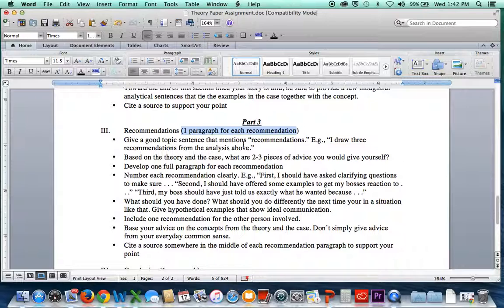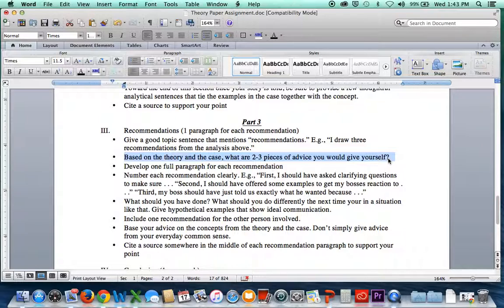Each recommendation has a good topic sentence. Actually, the whole section has a topic sentence, like something about recommendations, and then you want to have a separate paragraph, and so you have a separate topic sentence for each paragraph for each piece of advice. So based upon the theory and the case, what are 2 to 3 pieces of advice you would give yourself? And also, what's some advice you'd give the other person? So maybe you have 1 or 2 pieces of advice for yourself, 1 or 2 pieces of advice for the other person in the case.